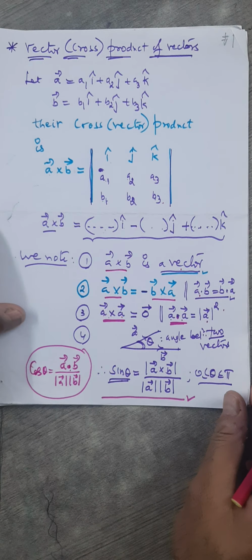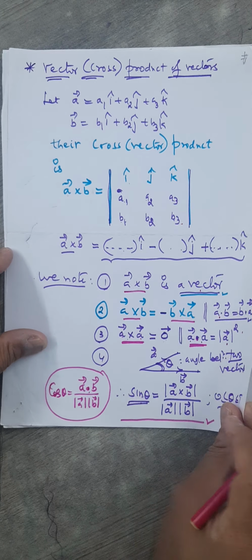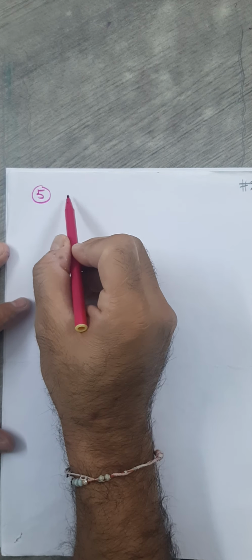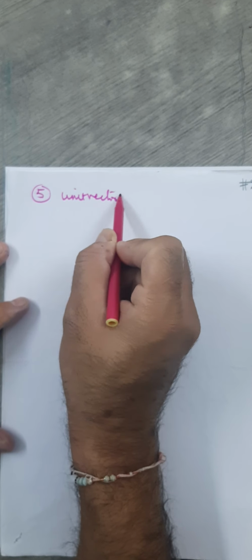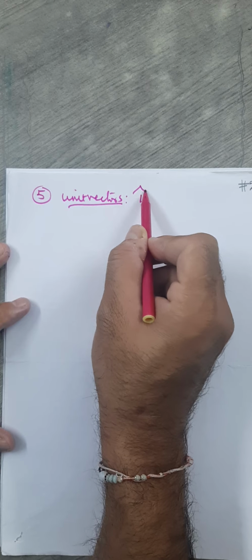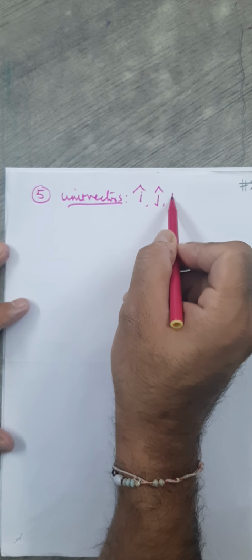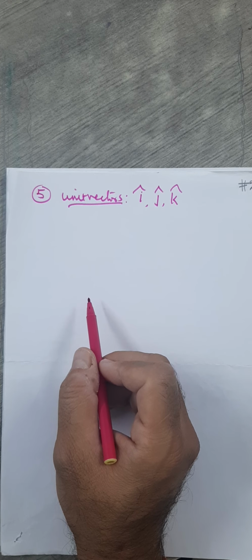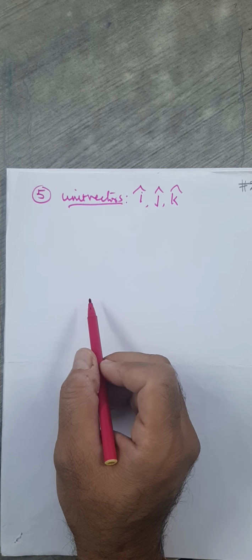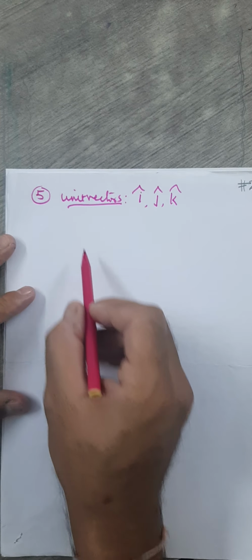Now, here further, the fifth one: if I have these three unit vectors, you know these are the standard unit vectors. Which are the standard unit vectors? i cap, j cap and k cap. Now if you do the cross product here, it can be verified once I do some simple examples.